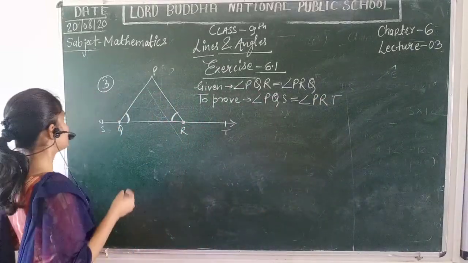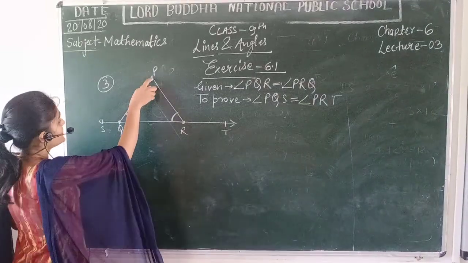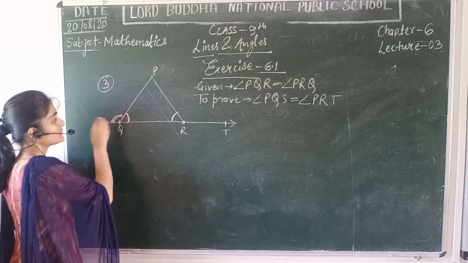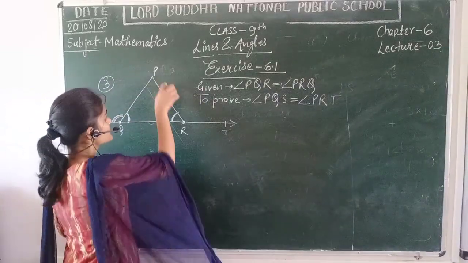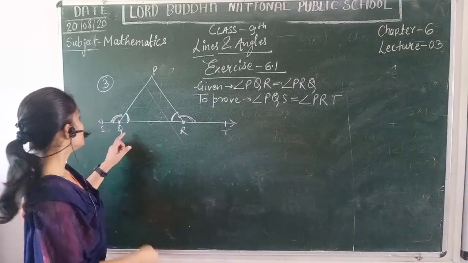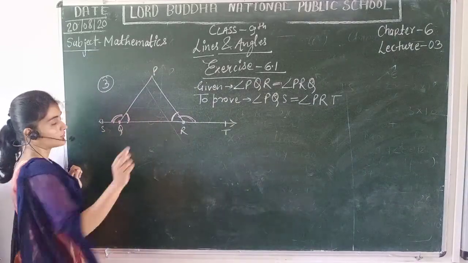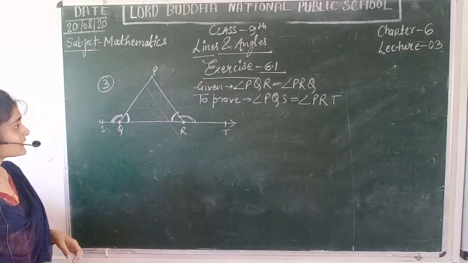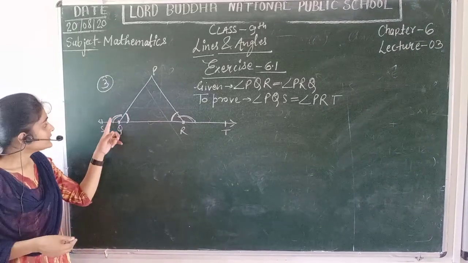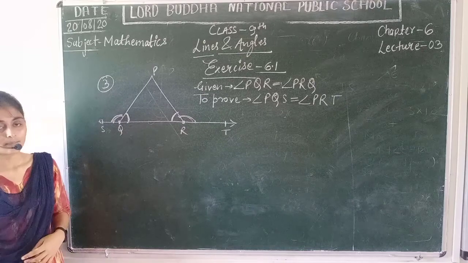Now you have to prove this point. PQS equals to PRT. Where is PQS? So PQS, that means this one, right? This one is your PQS, and PRT, that means this. This is your second angle, right? You need to prove these two angles equal. So, looking at the figure, these two angles are given that they are equal, and we need to prove the remaining parts equal.